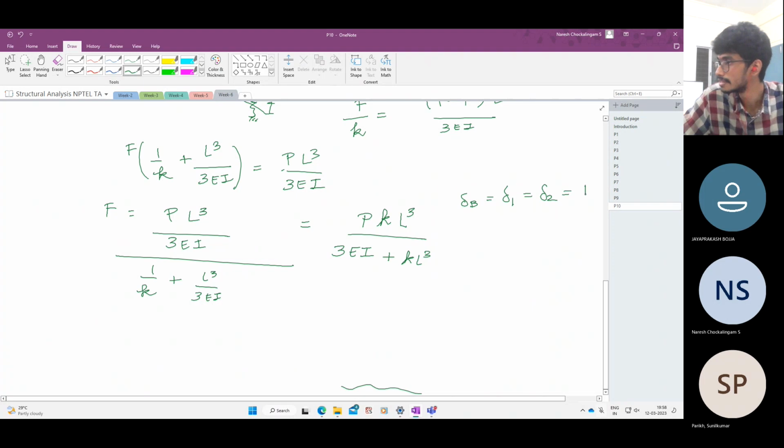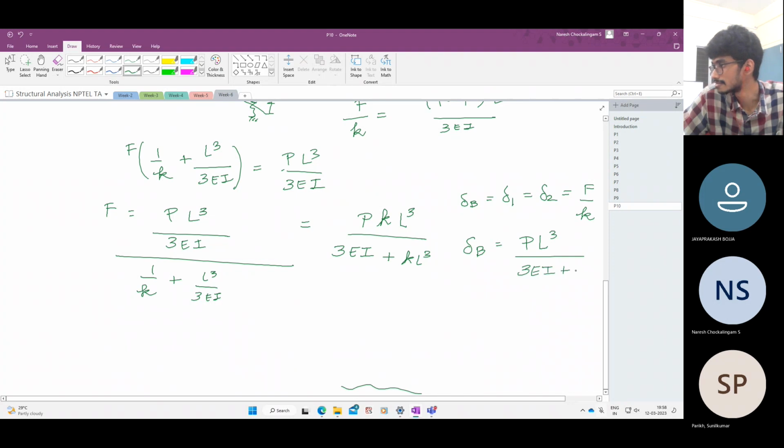But what is delta 2? It is F by K, where K is the spring constant. So basically, delta B is equal to F by K, which is this quantity by K, which means this K will disappear. It is nothing but PL cube by 3EI plus KL cube.